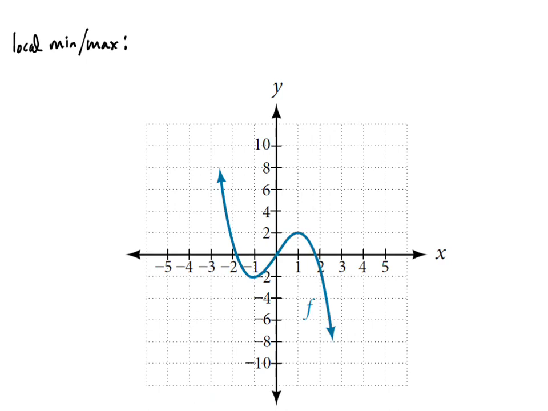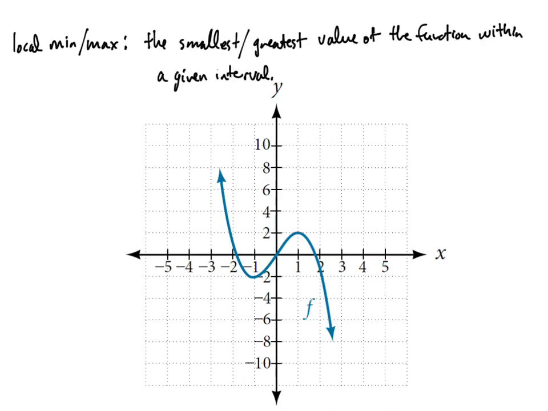The second trait of a graph that we want to be able to identify are its maximum values and its minimum values. There are two different types of max and mins: local max and mins, and absolute max and mins. Let's first talk about local max and mins. These are just the smallest and greatest values of the function within a given interval. Practically speaking, they're sometimes referred to as the peaks and the valleys of a function. Looking at this graph, we have a minimum value here, and a maximum value here.